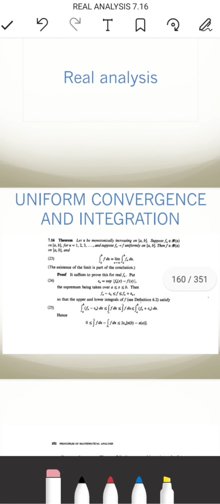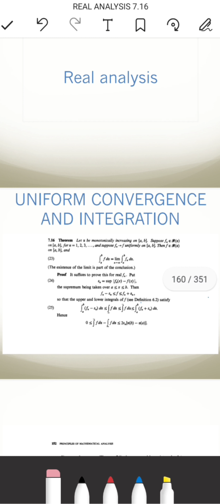Uniform convergence and integration theorem. Let alpha be monotonically increasing on the closed interval [a, b]. Suppose f_n belongs to R(alpha) on [a, b] for n equals 1, 2, 3, and so on, and suppose f_n converges to f uniformly on [a, b]. Then f belongs to R(alpha) on [a, b] and the integral from a to b of f d alpha equals the limit as n tends to infinity of the integral from a to b of f_n d alpha.